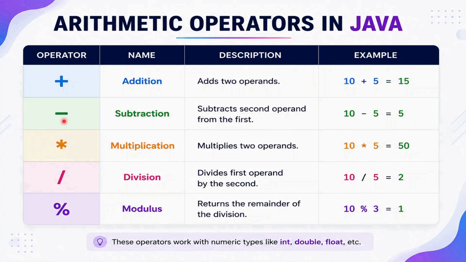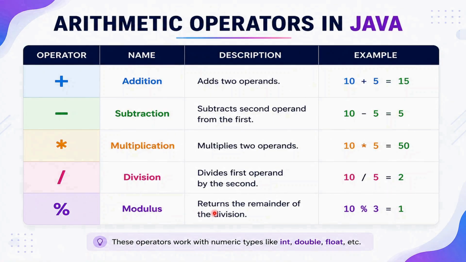Similarly, there are different types of operators like subtraction, which is used to perform subtraction between two numbers. As you can see in this example, 10 minus 5 is 5. Next, we have the multiplication operator, which multiplies two operands. As you can see here, 10 into 5 is 50. Next, we have the division operator, which divides the first operand by the second. So 10 divided by 5 is 2.